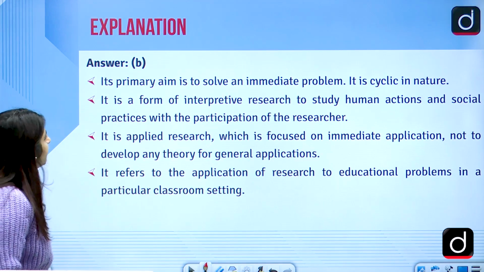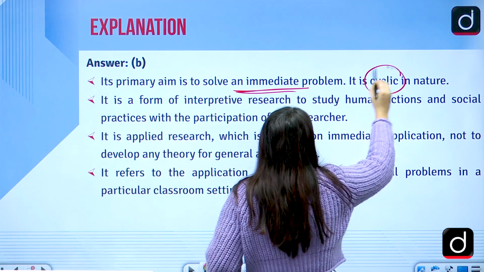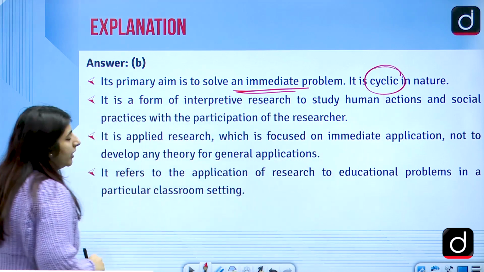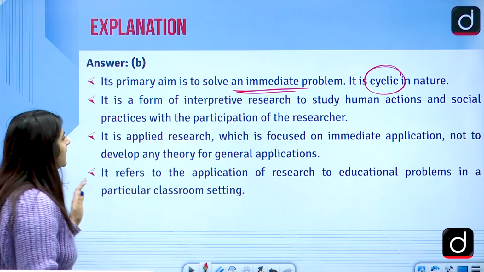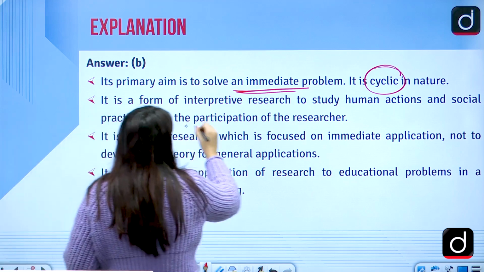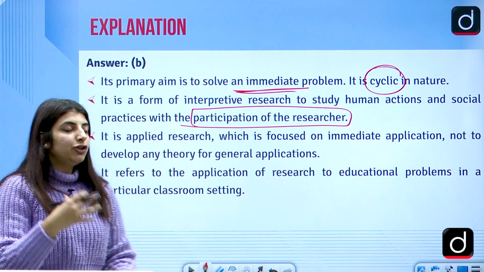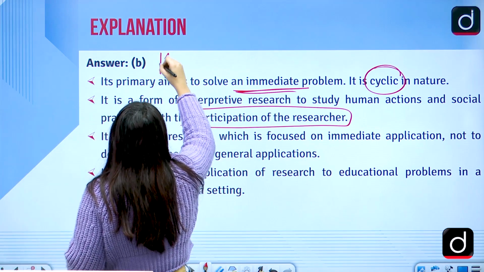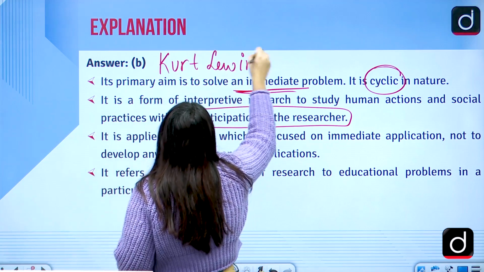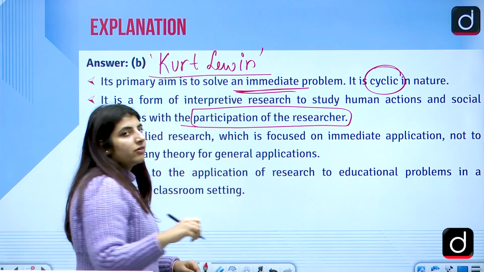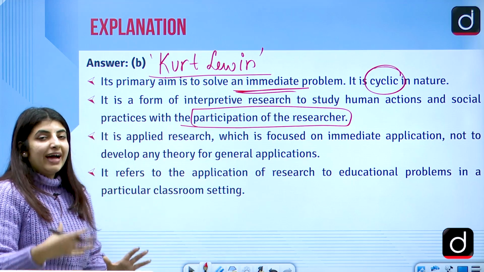What is action research? To solve an immediate problem. It is cyclic in nature. How is that cyclic? We will be talking about that as well. It is a form of interpretive research to study human actions and social practices with the participation of the researcher. So you see here, action research was also a term which was coined by Kurt Lewin, right? And he gave the concept of action research, and he said that action research means learning by doing.